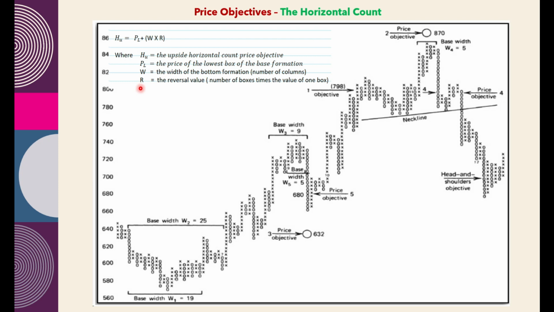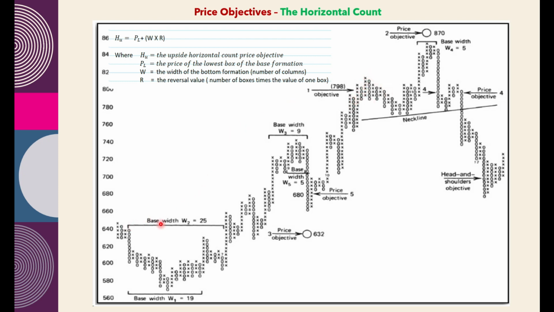Now we can arrive at the formula by replacing these values. Width equal to 19, reversal value equal to 12: 19 multiplied by 12 plus price, which is 570. With that, we arrive at the first objective, 798. Did we achieve the price target? Yes, we achieved our price target.